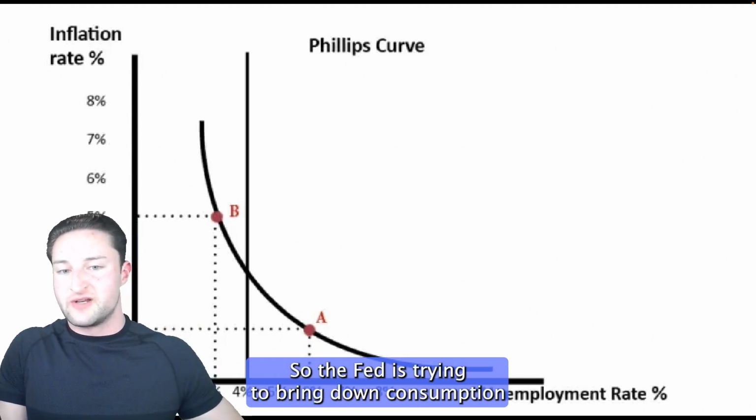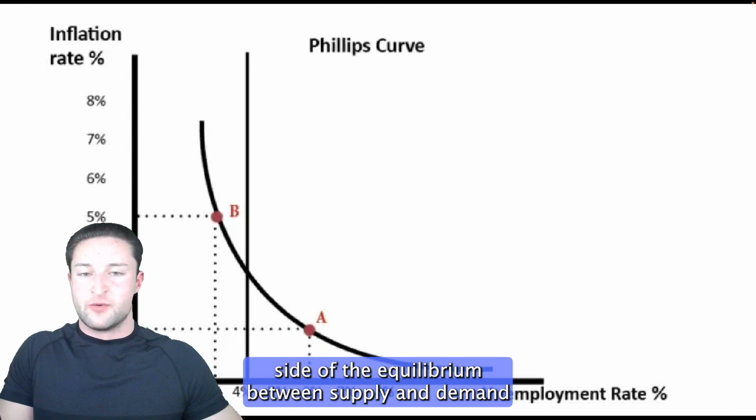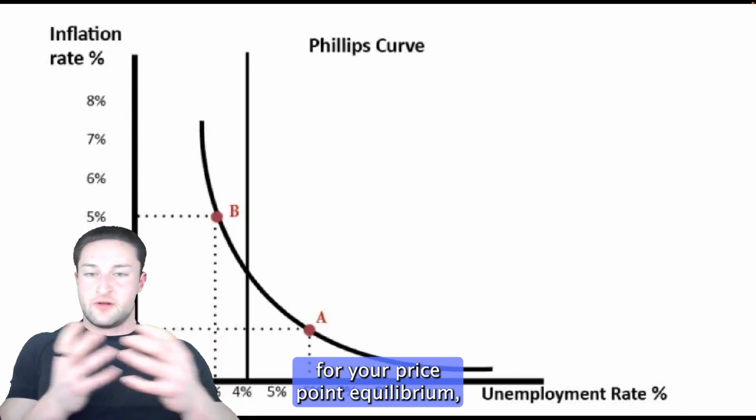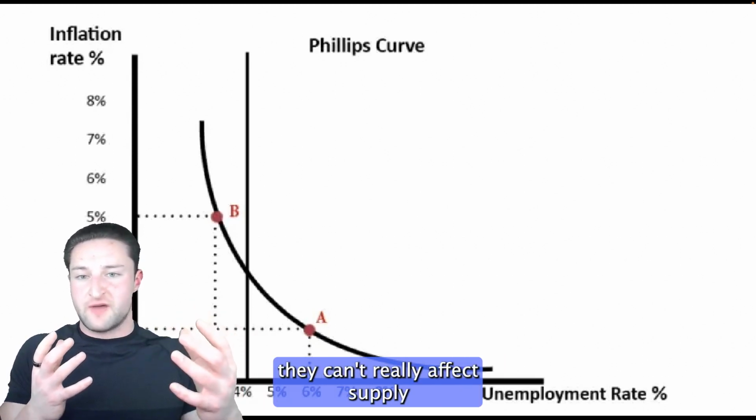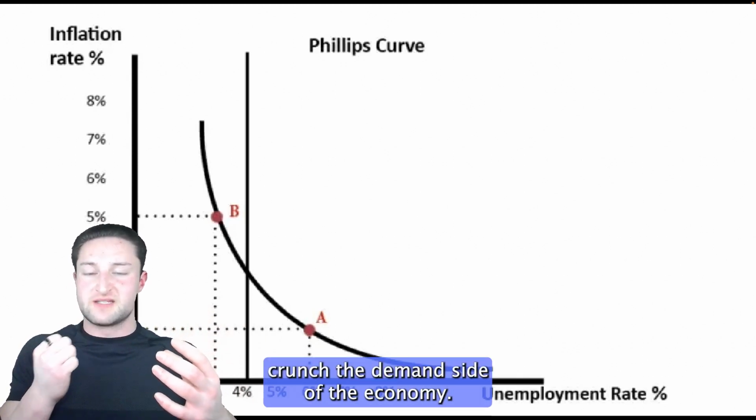So the Fed is trying to bring down consumption, because ultimately, on the supply side of the equilibrium between supply and demand for your price point, they can't really affect supply. That's out of their control. They can only affect demand. So they're trying to crunch the demand side of the economy.